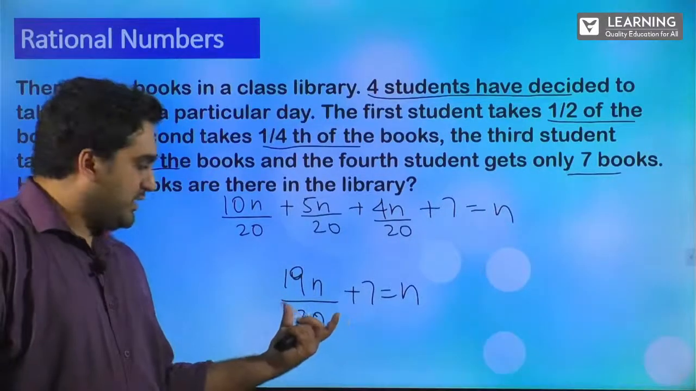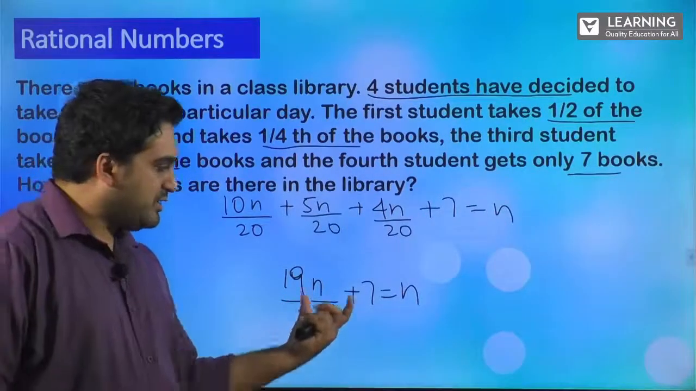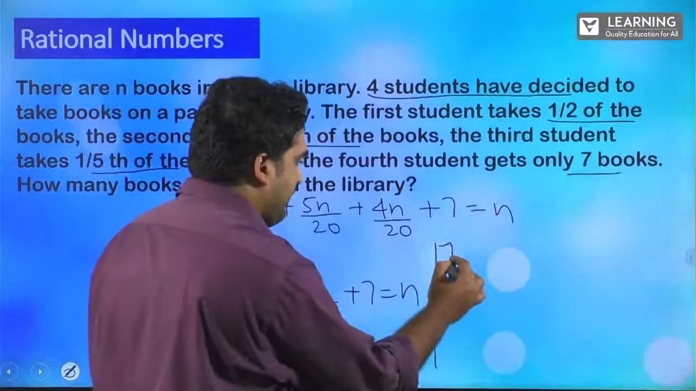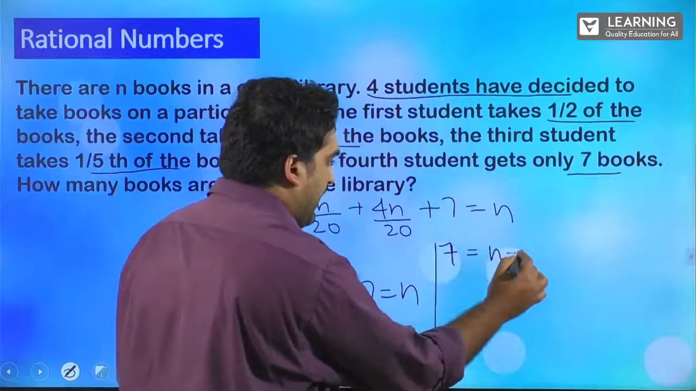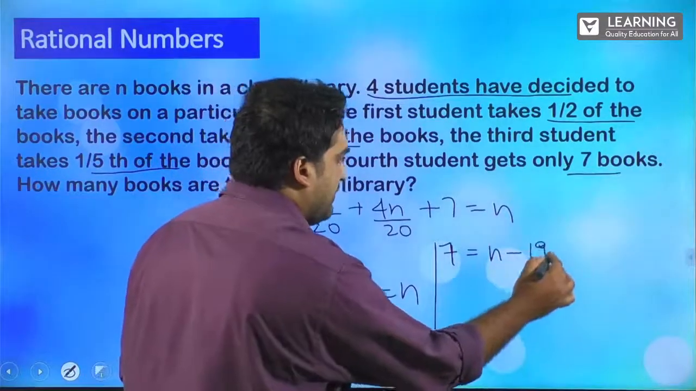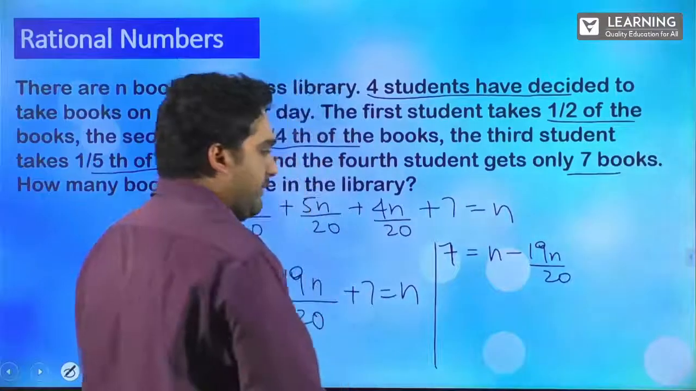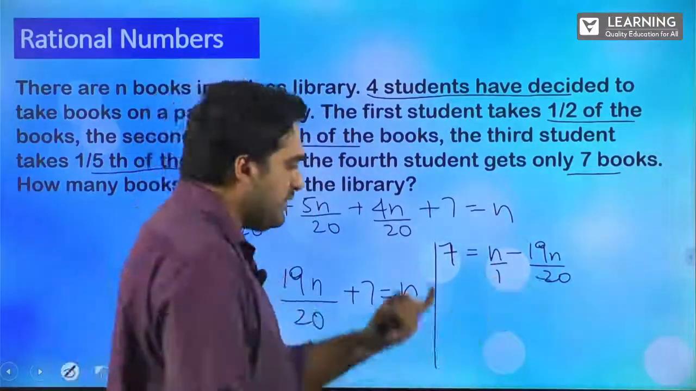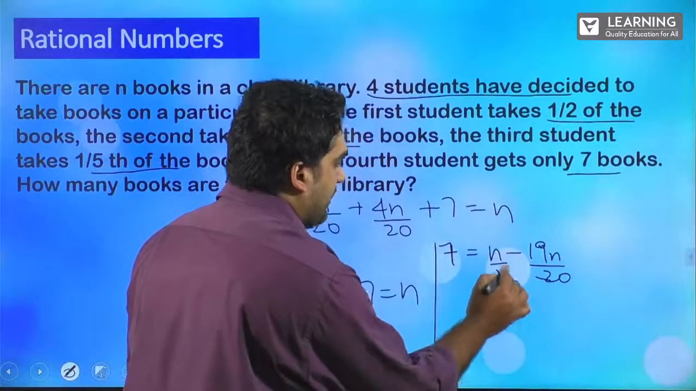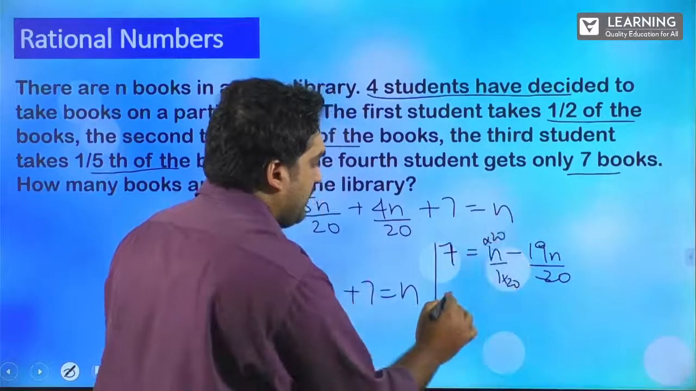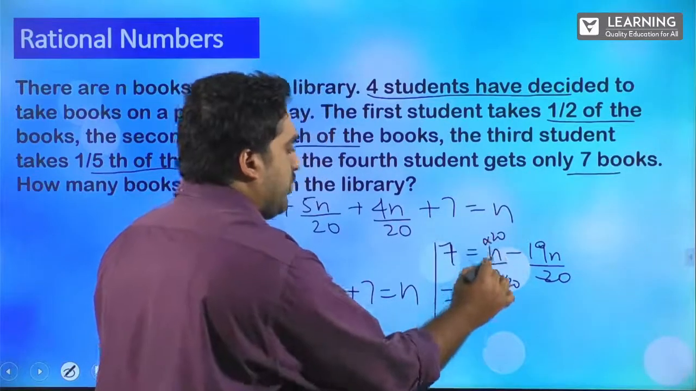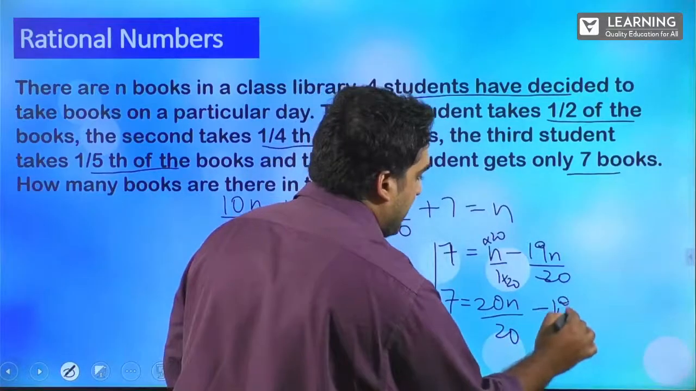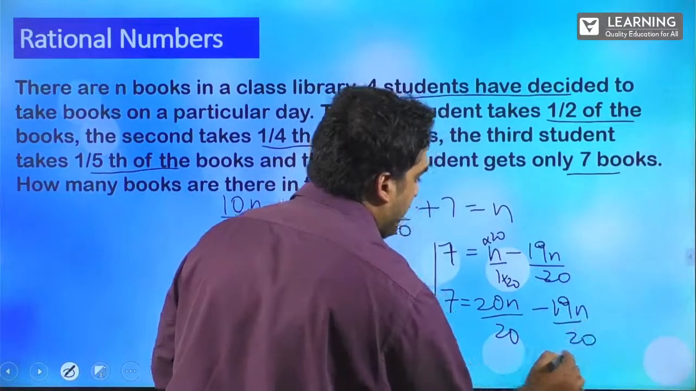What you do next is take this, transpose it to the other side, and when you do that, you get 7 equals n minus 19n by 20. Now, here the denominator is 1, the LCM is 20, so you can go ahead and write times 20, times 20. So 7 equals 20n by 20 minus 19n by 20.